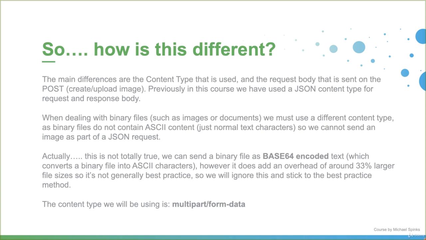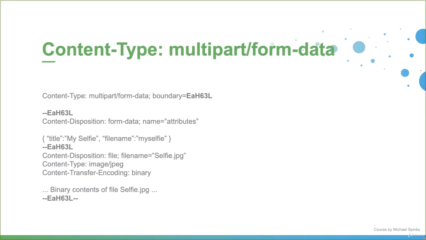Now, the way the world is at the moment, a lot of people use mobile devices and their data connections, so really the downloads should be as small as possible without obviously compromising the quality. So we will ignore this method and just use the best practice instead. The content type that we'll be using this time, instead of application/JSON, is multipart/form-data. And it looks a bit like this.